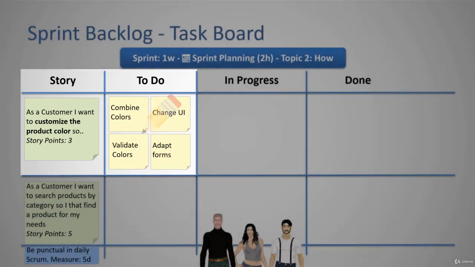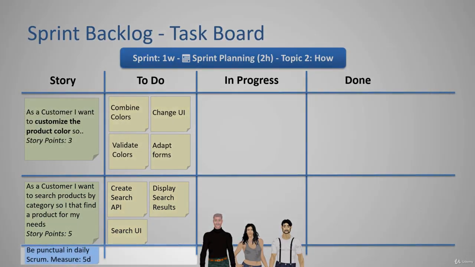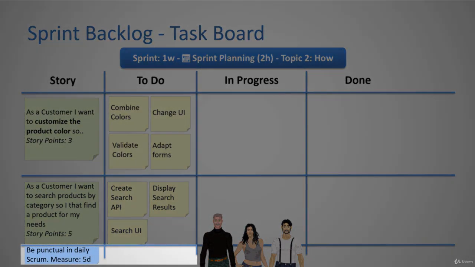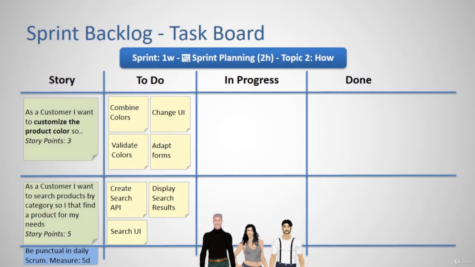For each task, they could also write some details like technical agreements, technical decisions, quality, and how to test each task and the story. For searching products by category, they create the following tasks: create search API, display search results, and search user interface. For the major improvement taken from the retrospective, they don't need any task. Actually, this could be created as a story or as a task with no parent user story.